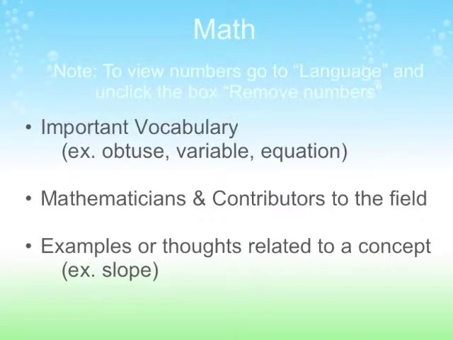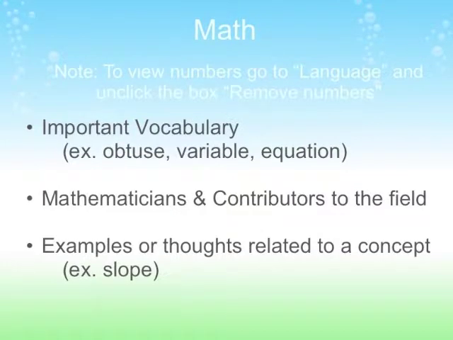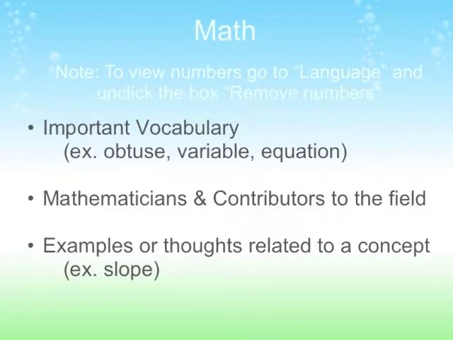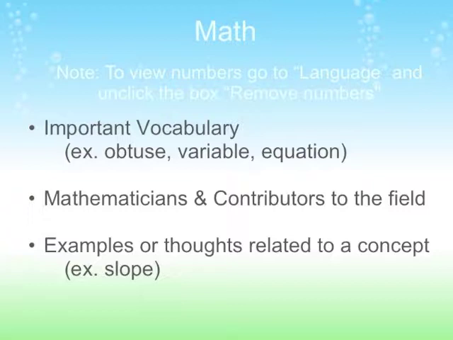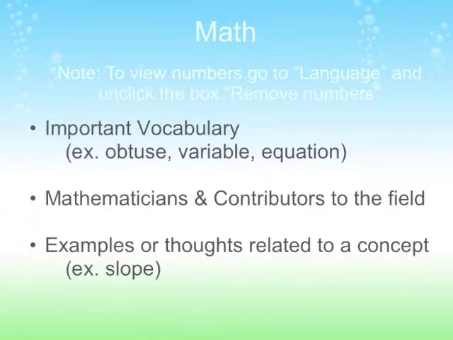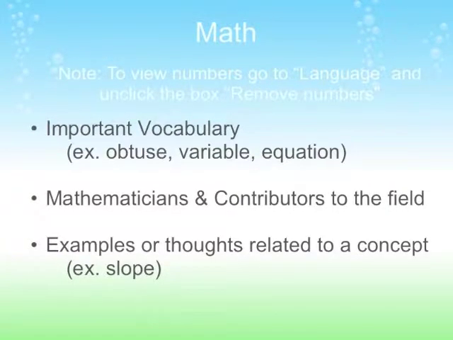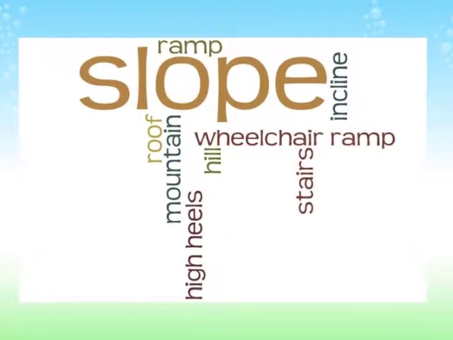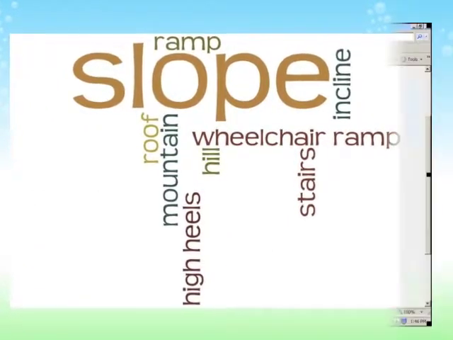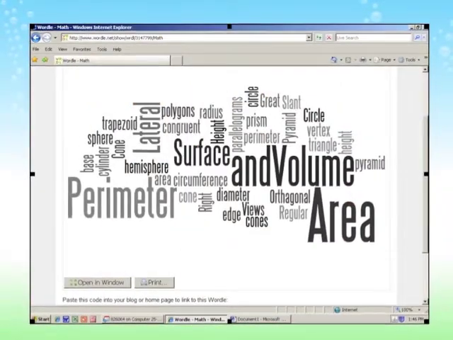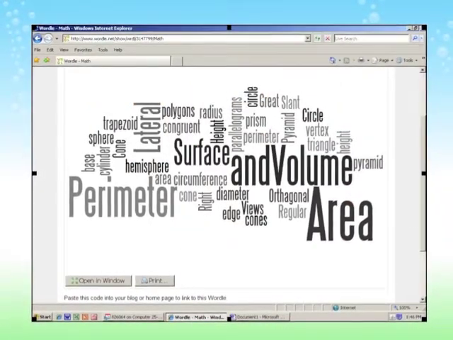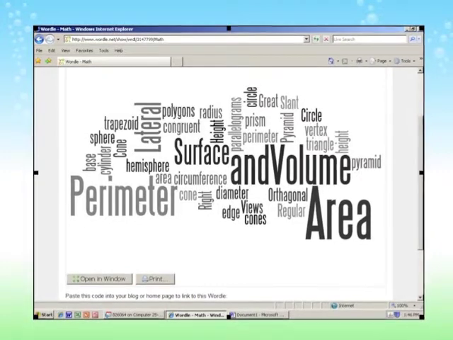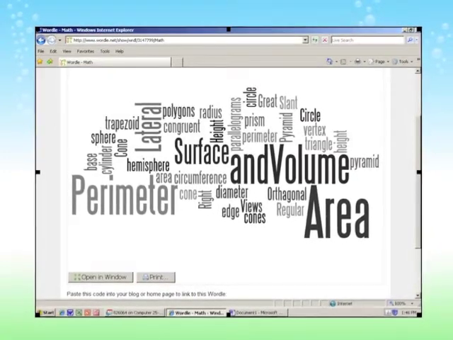Math Wordles might focus on concepts such as useful vocabulary, information about important mathematicians, or thoughts relating to a particular concept, such as slope, an example of which you will see next. Here is an example of terms related to the mathematical concept of slope. Here you see a student-created example showing key math terms from his geometry course. Notice how prevalent the ideas of area, perimeter, and volume are.